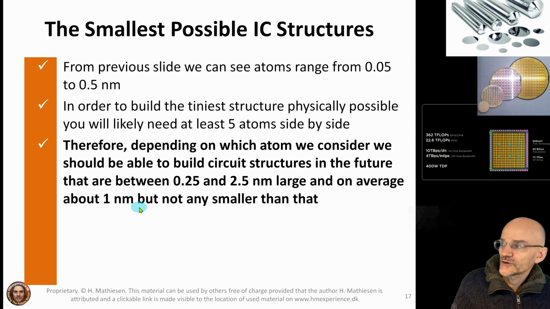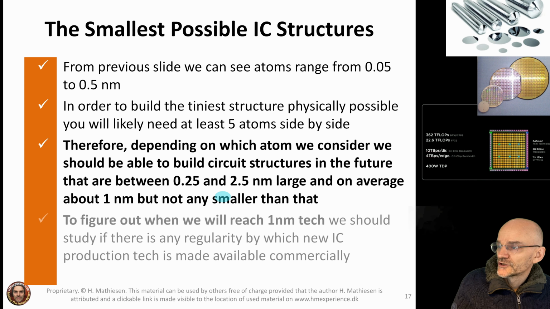And I'd say about 1 nanometer on average. I don't think we can build stuff on average with better than 1 nanometer precision on an integrated circuit. We cannot go below that. That I don't think is possible, because atoms have the size they have, and that's why we can't go smaller.